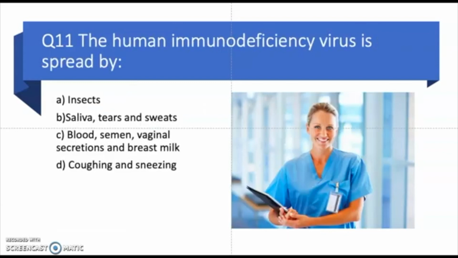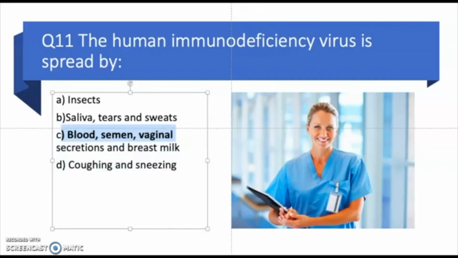Question number 11. The human immunodeficiency virus is spread by insects, saliva, tears and sweat, blood, semen, vaginal secretions, and breast milk, or coughing and sneezing. So we all know that HIV is spread through blood-borne pathogens, and C is the correct answer. I'm trying to bold it.